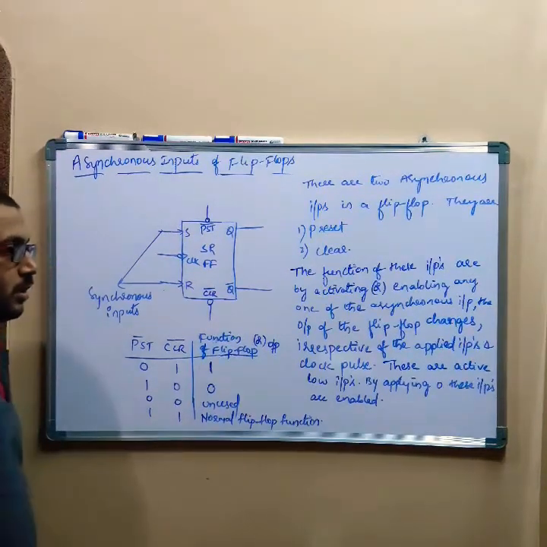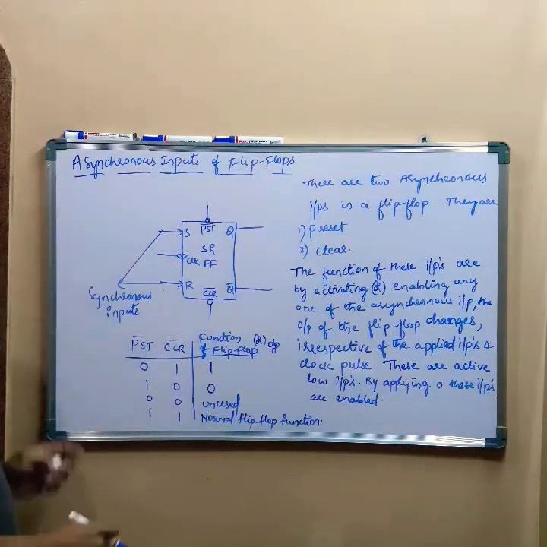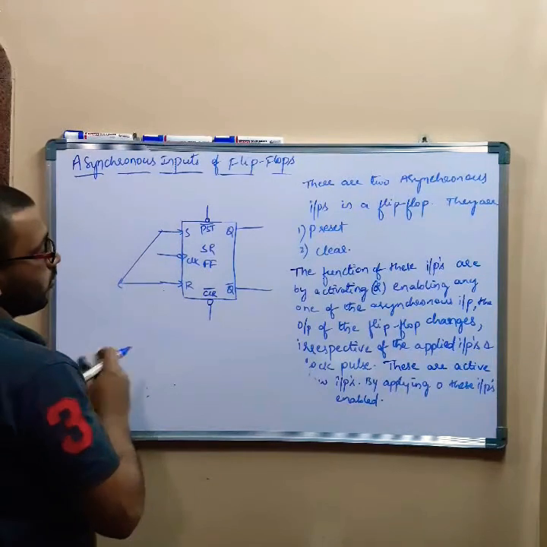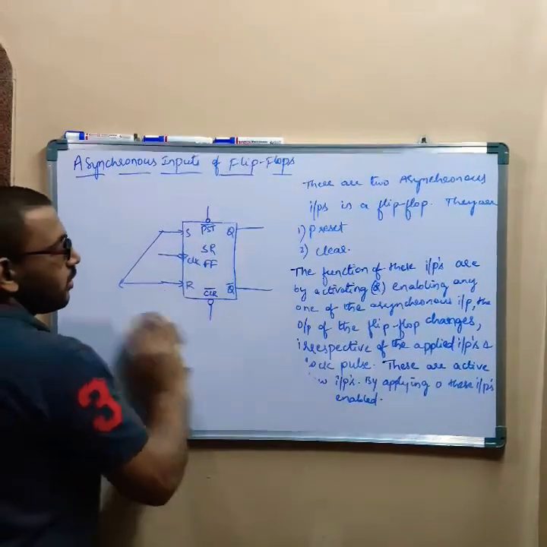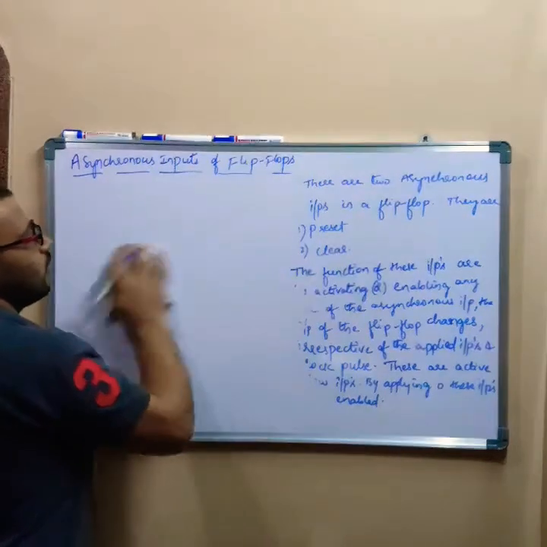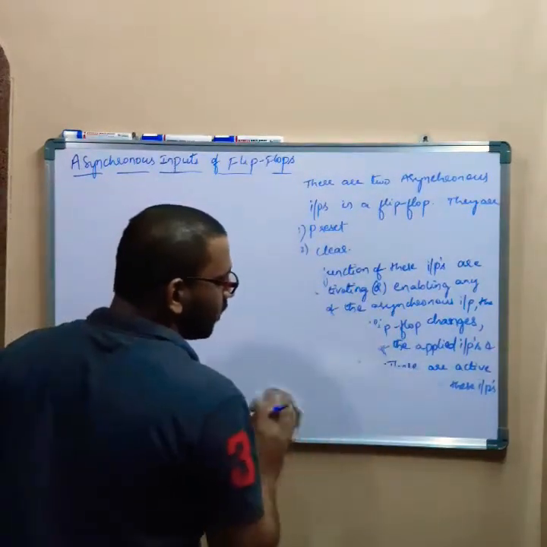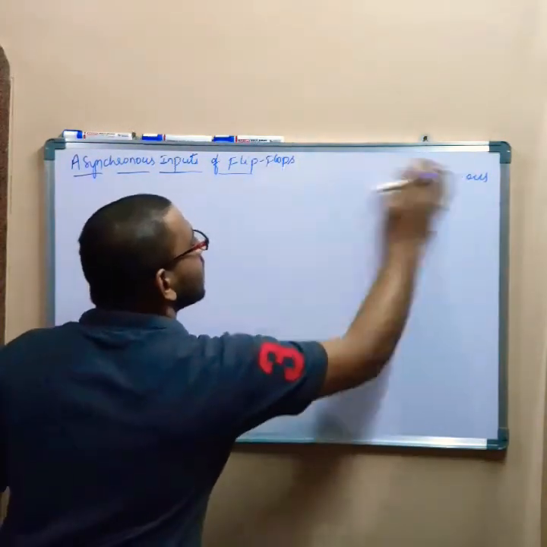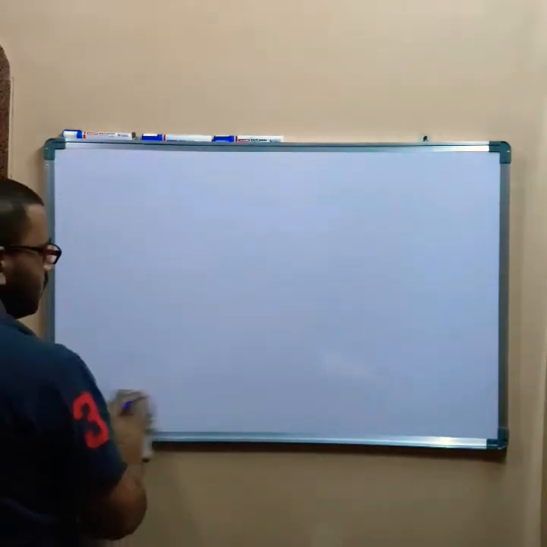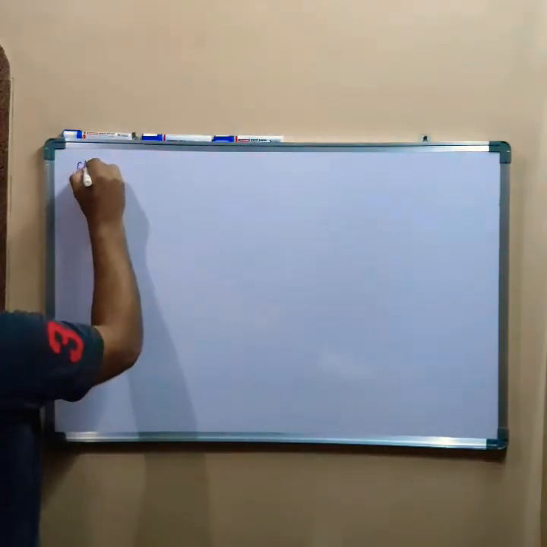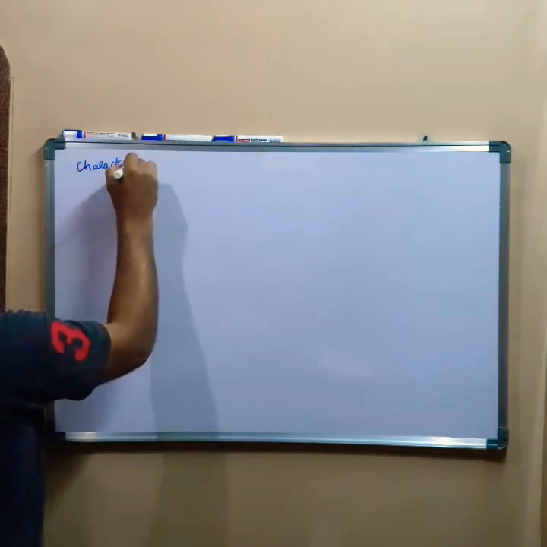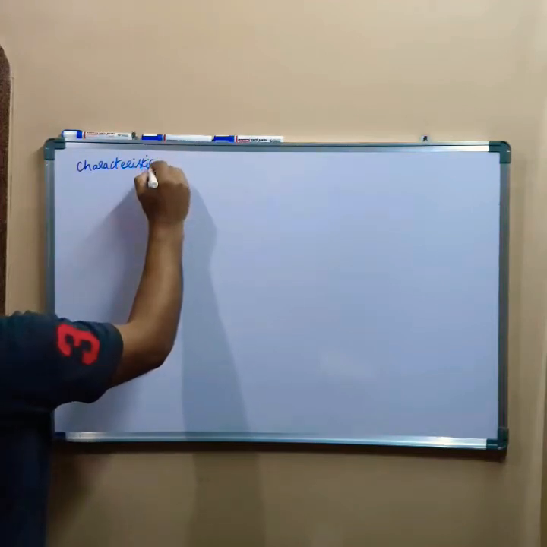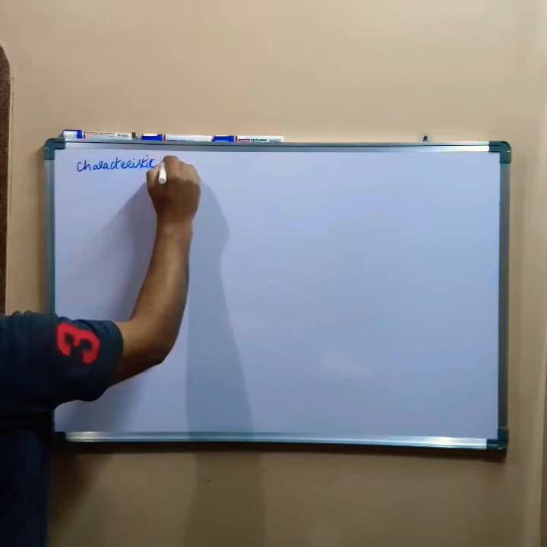Now let us see what are the characteristic equations of the flip-flops. For any flip-flop, these two inputs are common. So whenever there is a use of this, if you want to clear initially all the flip-flops, you can make use of a clear input, right? For that applications, we use these asynchronous inputs. So as we have discussed, let us see what are the output equations, characteristic equation of the flip-flop.